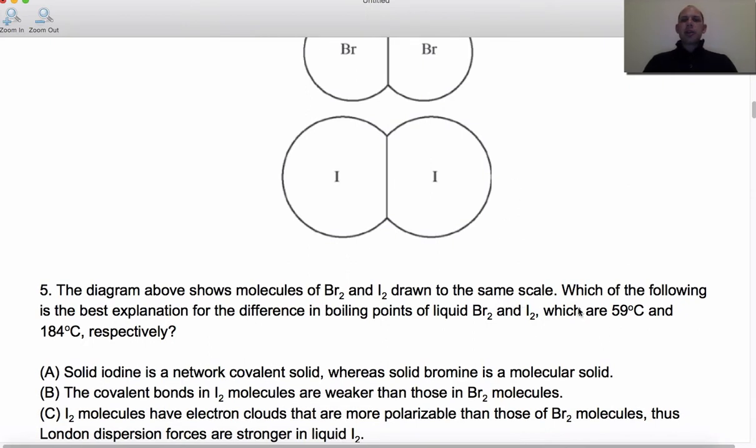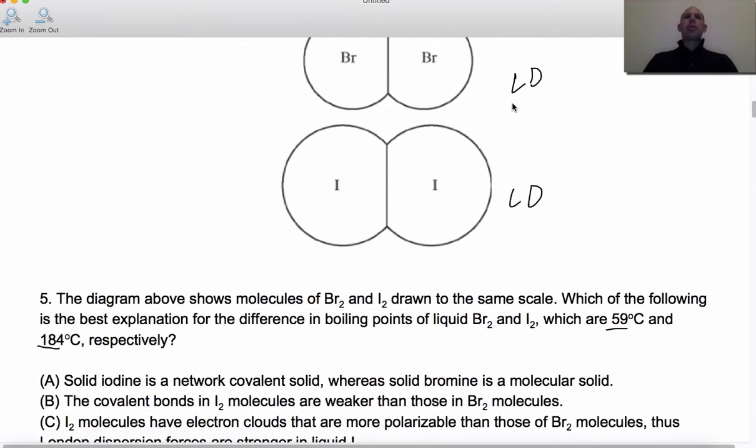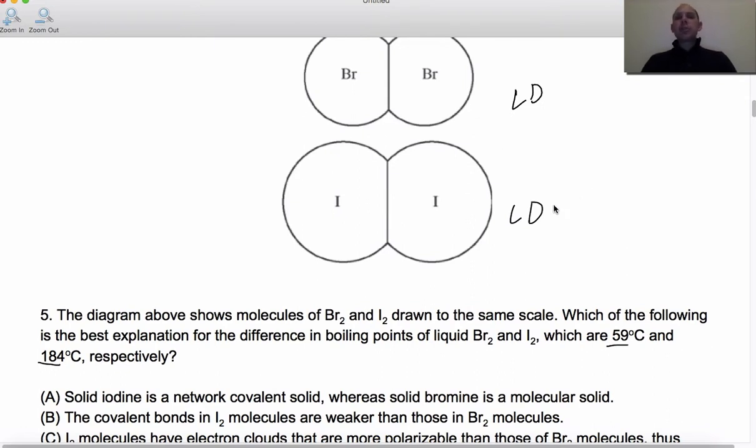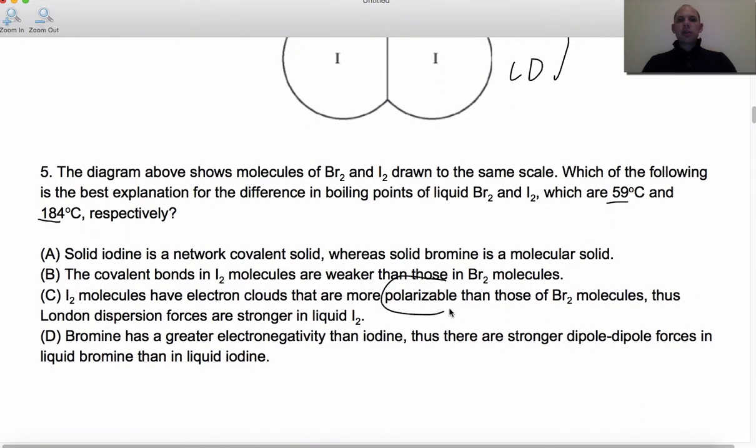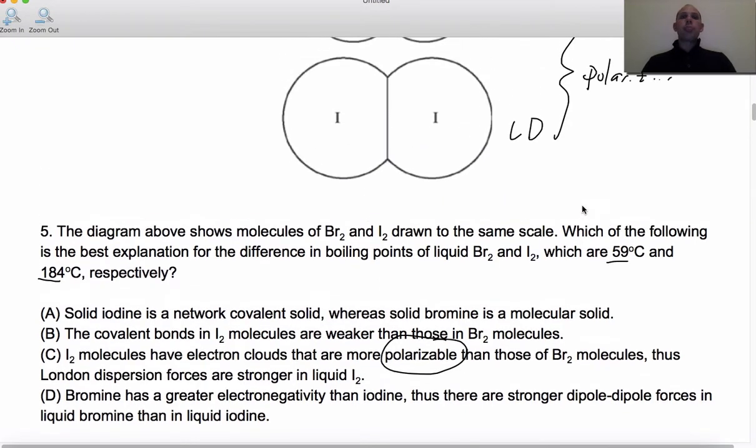So they say that the difference in boiling point between Br2 and I2 is 59 to 184 respectively, and they ask why. Well, since they're both nonpolar, they both only have London dispersion intermolecular forces. So the only thing that could account for the difference in boiling point is a difference in London dispersion forces. And we know that that difference is always controlled by polarizability. Okay, so we're going to look for that word. There's the word right there. And does it make sense? Yep, I2 molecules have electron clouds that are more polarizable.